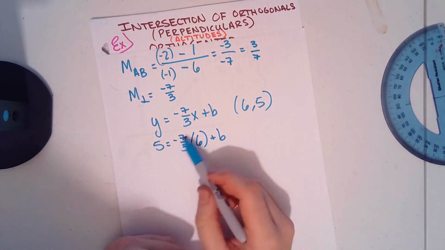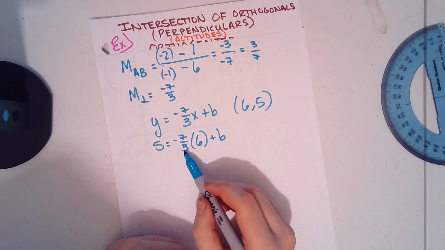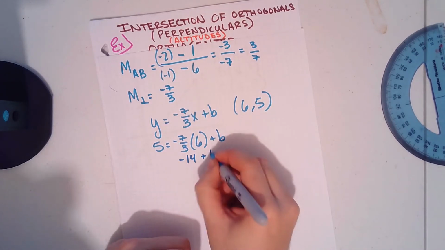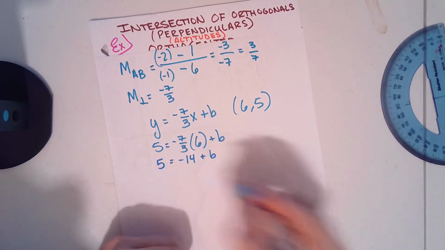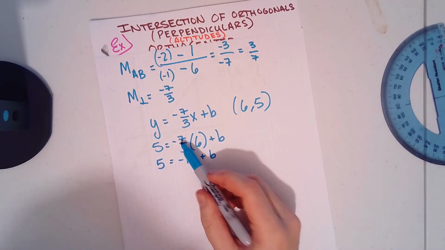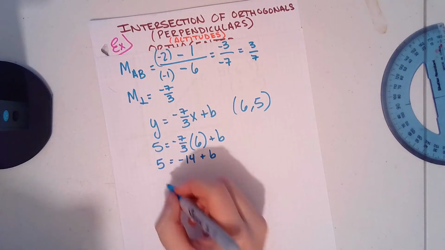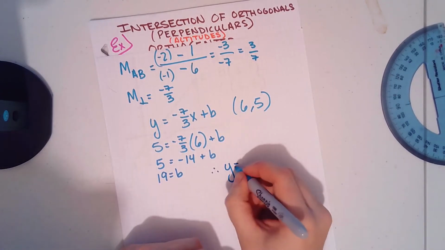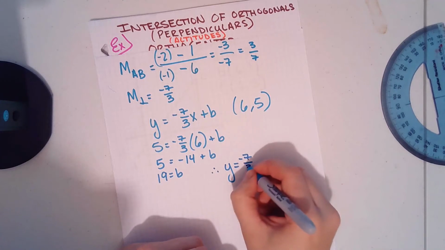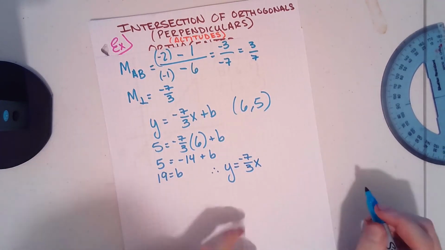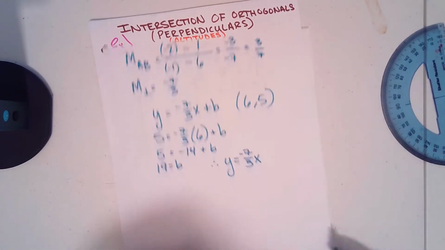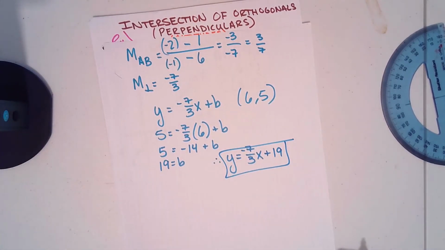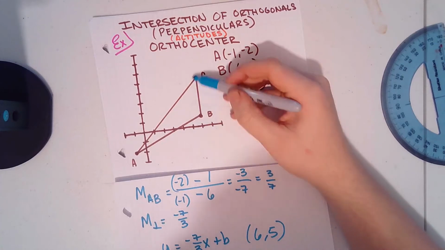So we do 6 times -7/3. Well, that's 6 divided by 3, which is 2, and times -7, which is -14. So 6 divided by 3 was 2, times -7 was -14. If we add 14 to both sides, we get 19 equals B. Therefore, the equation of the line that hits it at 90 degrees and also goes through point C is going to be this guy right here. So that's the equation of the line that goes from here to here and hits it at 90 degrees.